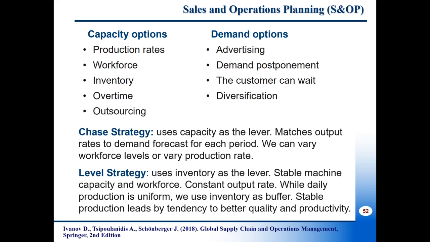The second is the level strategy, where a company uses inventory as the lever. The company benefits from having stable machine capacity and workforce level. However, the output rate is constant, and thus there is a chance of having stock out and postponing the demand to future periods. As a way of solving this limitation, inventory is used as a buffer. Since the machine capacity and workforce level are stable, the benefit is the company can produce outputs at better quality and productivity.